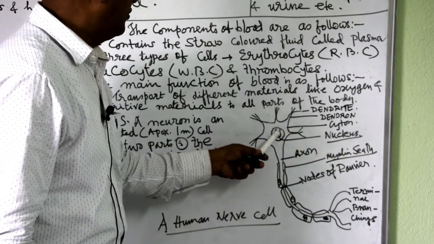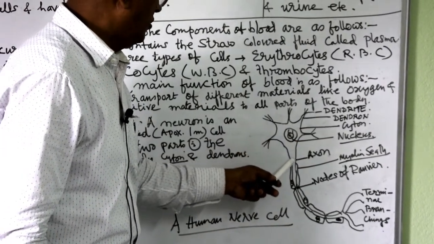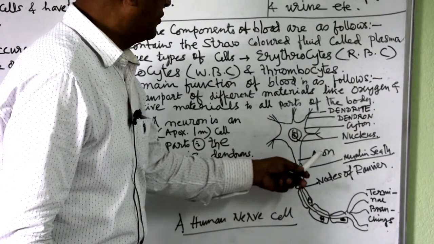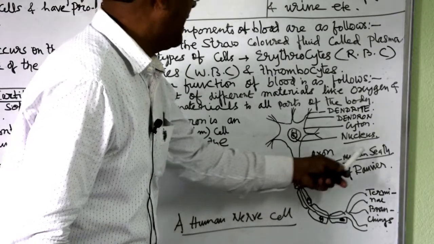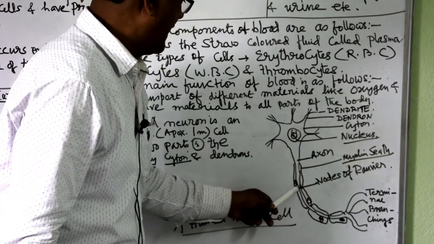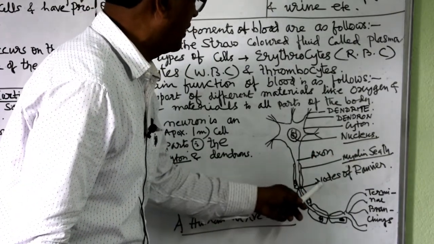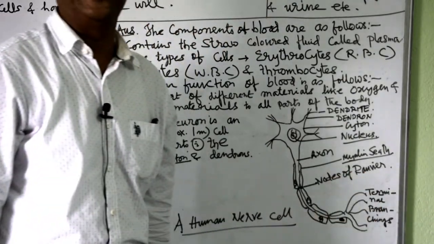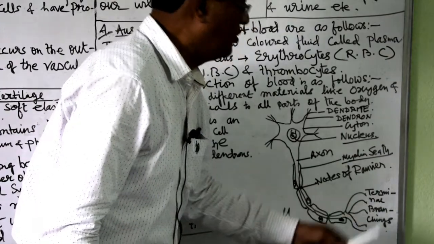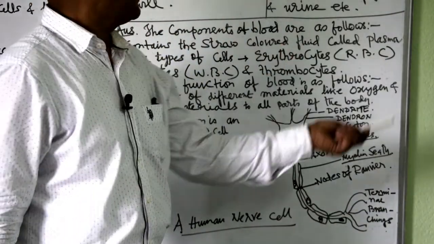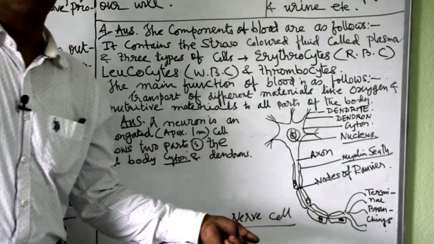Cyton has a large nucleus in it and a long strand which is known as axon. And then this is covered by myelin sheath, and there are gaps in between the myelin sheath which are known as the nodes of Ranvier. And finally, they go to terminal branchings which attach this to another neuron.